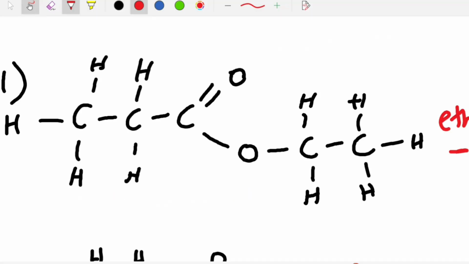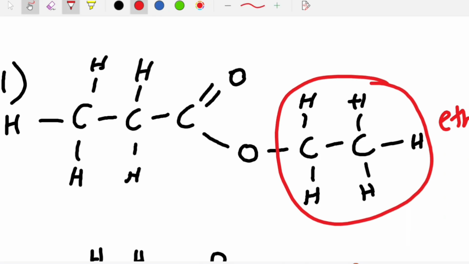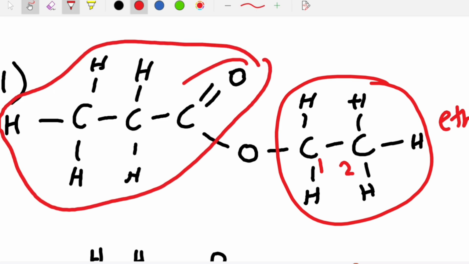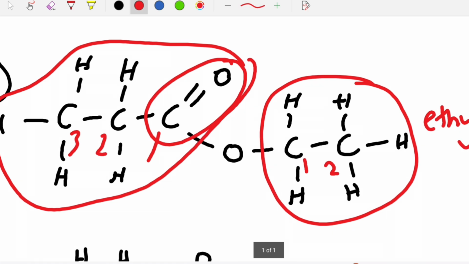We need to identify the alkyl group. So obviously this is the alkyl group, right? There's no C double bond O. And we count the carbon chain. So 1, 2. That'll be ethyl, right? Then you have the O8 group, which is over here, this whole O8 group, which has a C double bond O. So then we count the number of carbons, 1, 2, 3. That is propanoate. So therefore it is ethyl propanoate.